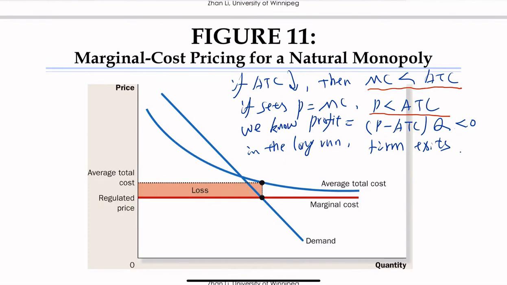Now, what are the alternatives? Well, there are several alternatives, and you can see that they all have some problems. The first alternative, so let's call this the first alternative solution.